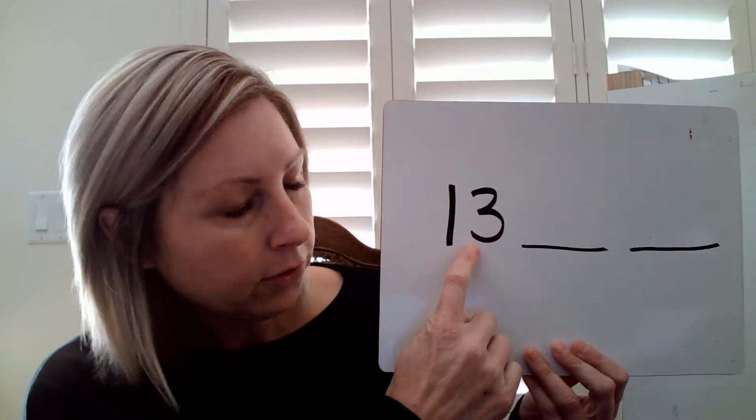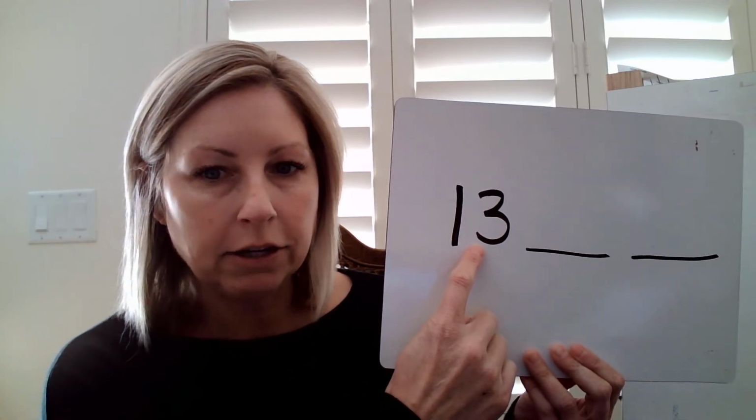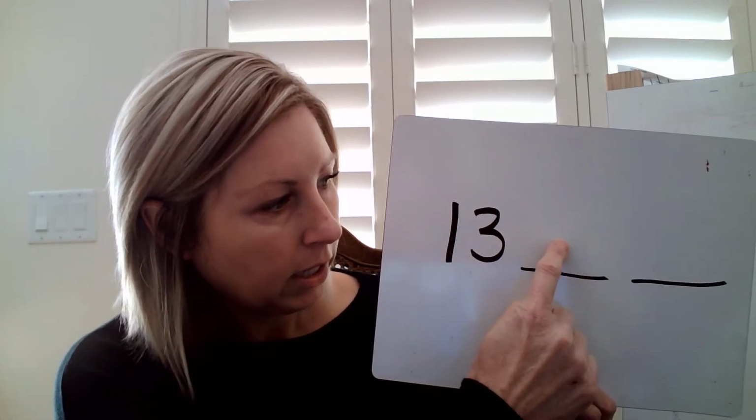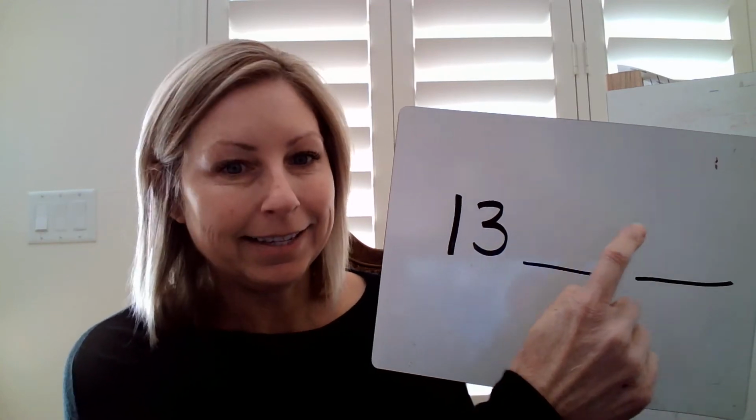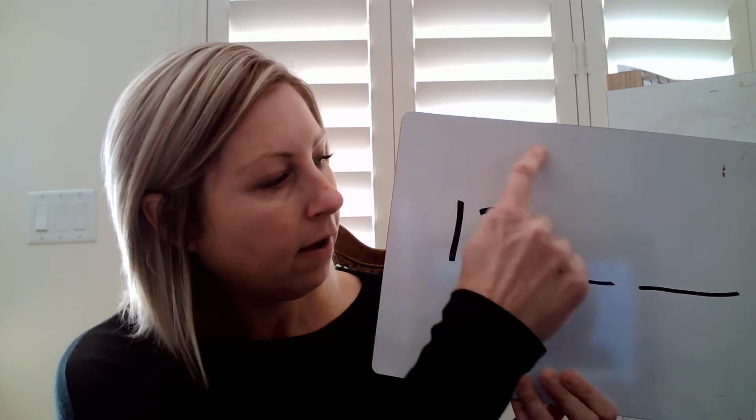Here's your next one. All right, so all you have to do is say this out loud. So what's that number? 13, and then you need to count on. Okay, let's do it together. 13, 14, 15. Good, so you don't need to write, you're just saying it out loud. Here's your next one.